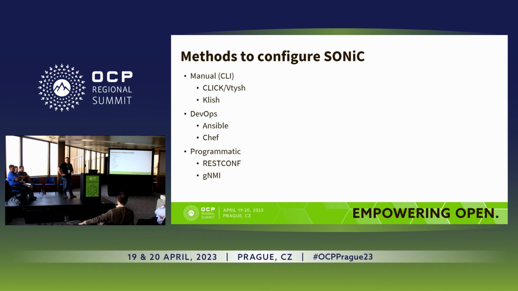So when we have provisioned a switch, maybe with the help of ZTP, we will have to manage it from day two on. We have the manual options here with the click and vtysh CLIs, or the CLISH. We have the DevOps-related methods that are supported: Ansible and Chef support is there, and you could implement support for other options as well. And we have some programmatic interfaces like REST or gNMI that you can use, depending on what your automation framework suggests.